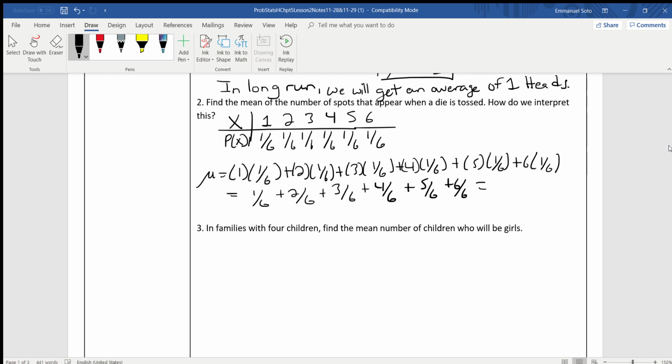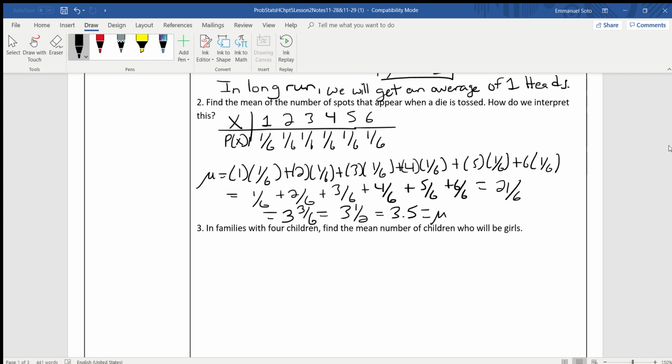So we're going to go ahead and add these together. Remember, we have a common denominator of 6. And we have 1 plus 2 is 3, plus 3 is 6, plus 4 is 10, 10 plus 5 is 15, plus 6 is 21. So we got 21 out of 6. 6 goes into 21 3 times. 6 times 3 is 18. And then we have a remainder of 3. So that's the same thing as 3 and 1/2, which is 3.5.